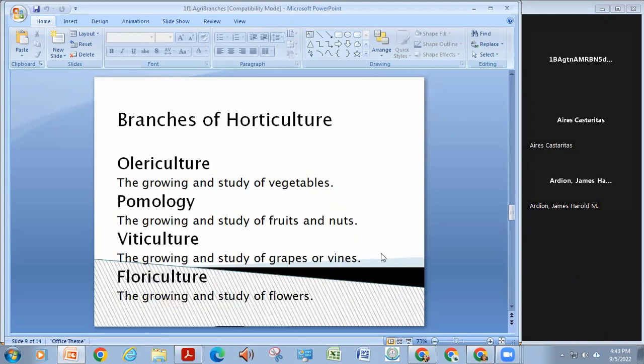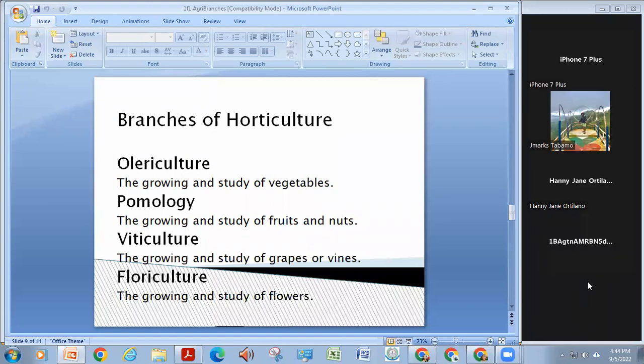The second is pomology. What is pomology? The study of fruits and nuts. And we also have viticulture, the study of grapes, and floriculture, the study of flowers.